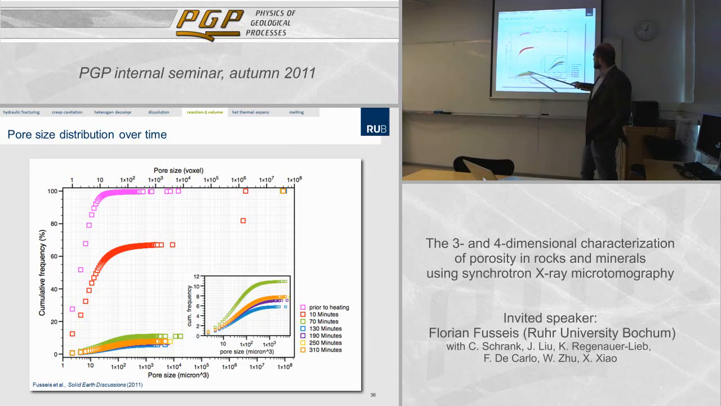What you see here, the magenta colored curve, is prior to heating. And as I've already told you, there must have been a large number of very small pores. In fact, more than 95% of the pre-existing porosity in this Volterra gypsum is formed by pores that have a volume of less than 100 cubic microns.